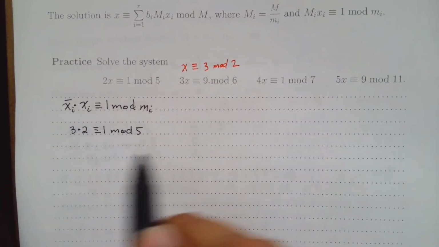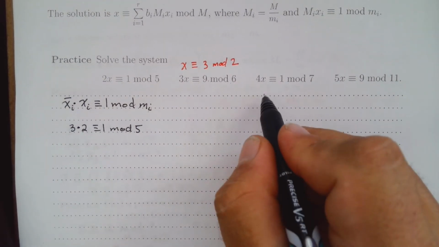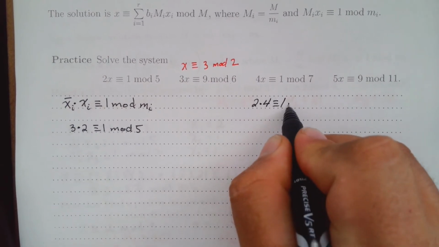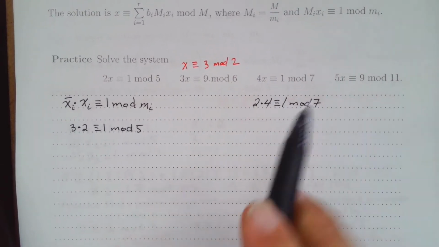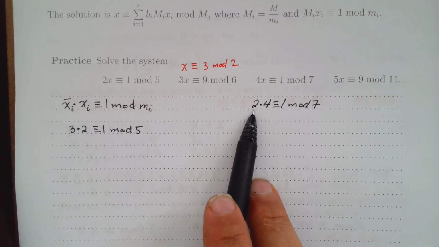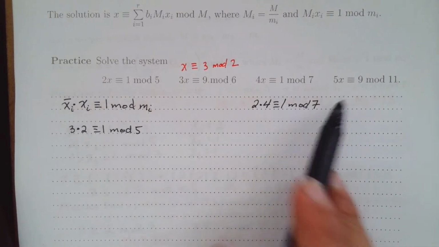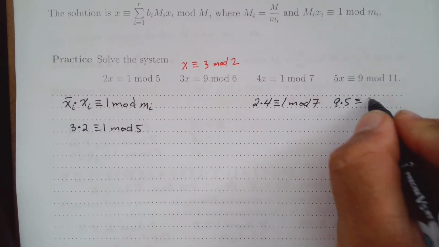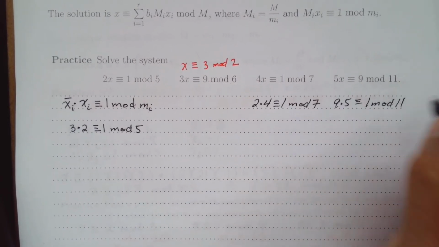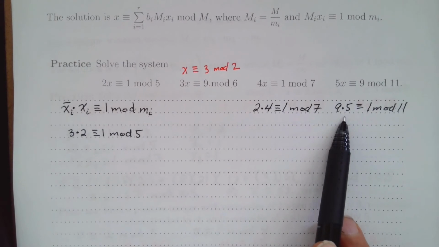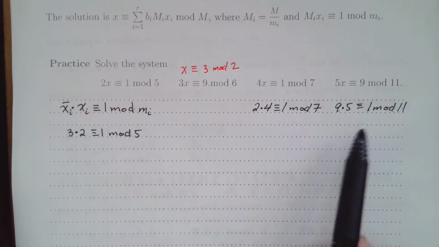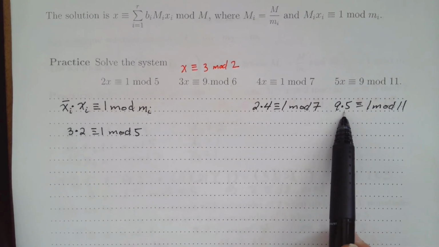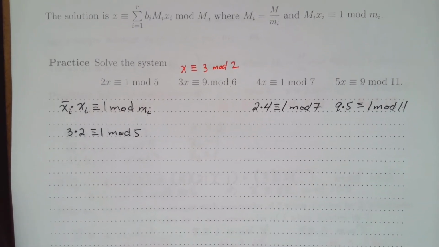And over here, 2 times 4 is equivalent to 1 mod 7. So 2 is my multiplicative inverse. And for this one, 9 times 5 is equivalent to 1 mod 11, because 9 times 5 is 45, and that's 1 more than 44. So 9 is my multiplicative inverse to 5. So what does that mean for us?